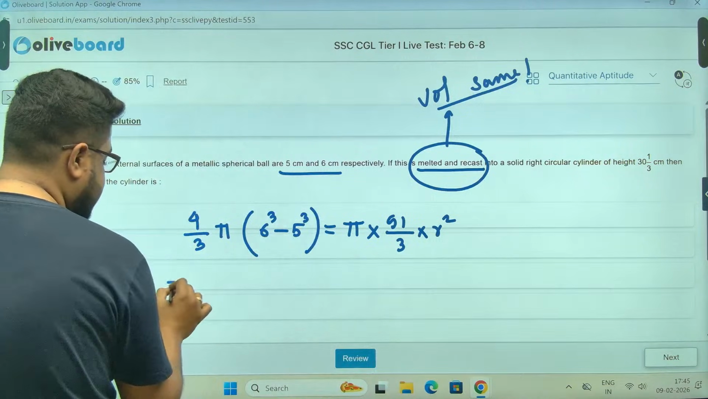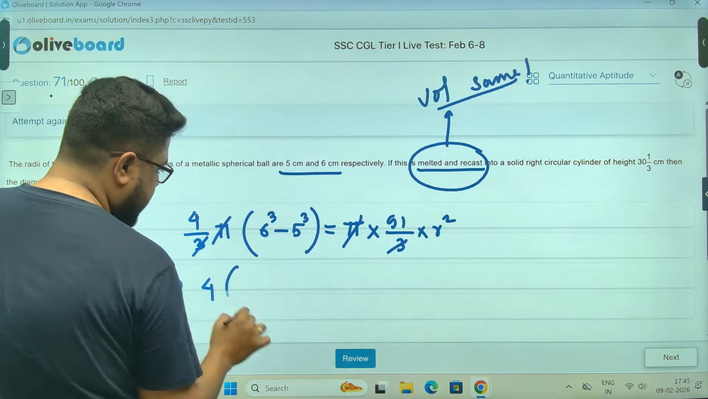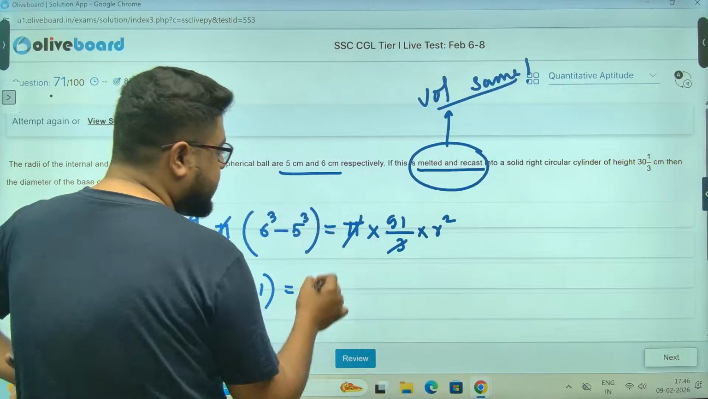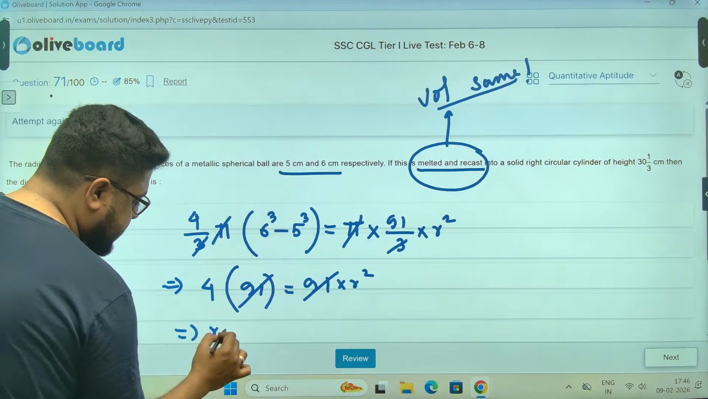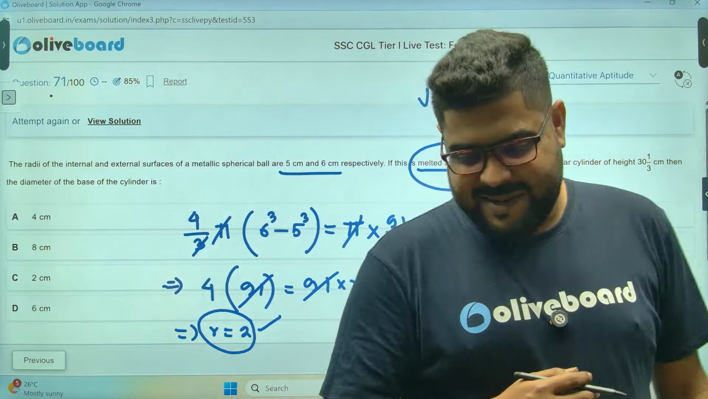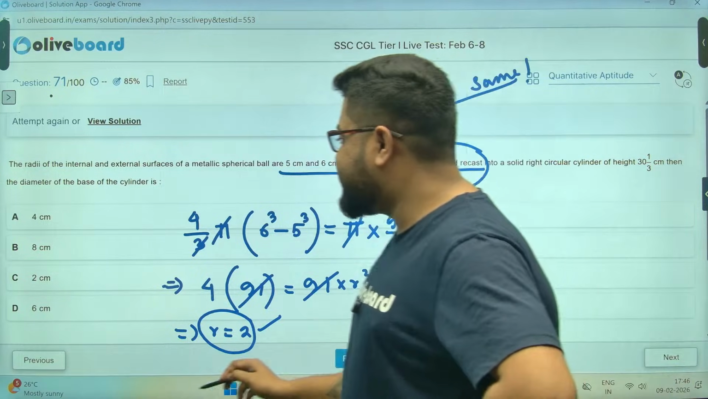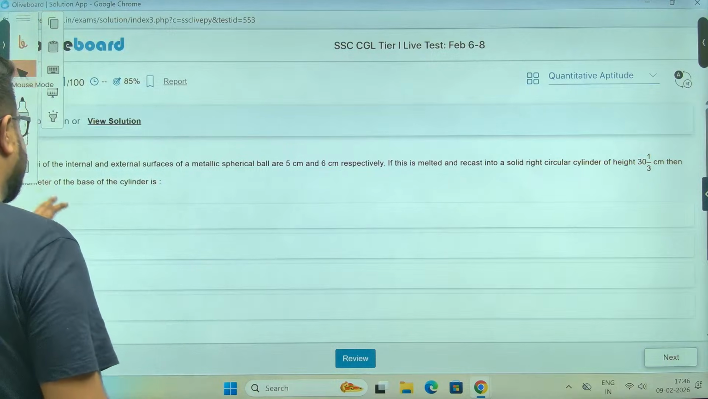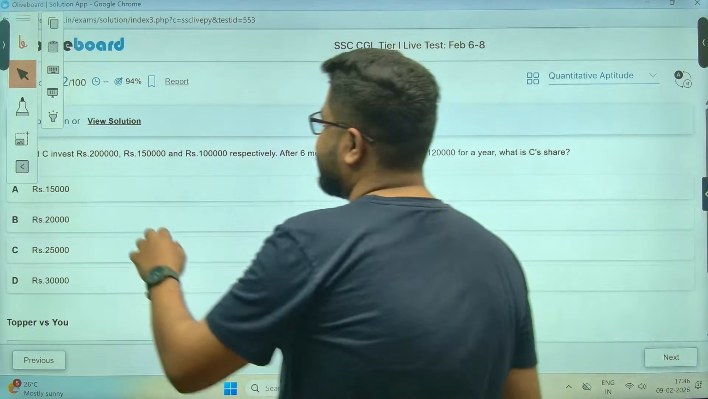Let's calculate this. Pi cancels, 3 cancels. 4 into (6 cube minus 5 cube): 216 minus 125 is 91, so this is 91 only, equal to 91 into r square. So r is 2, sir, not plus or minus 2. A negative radius would be a very big deal. The radius is 2, so the diameter of the base is 4. Done and dusted. Very simple.